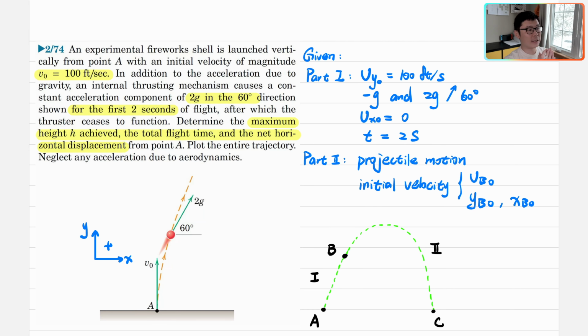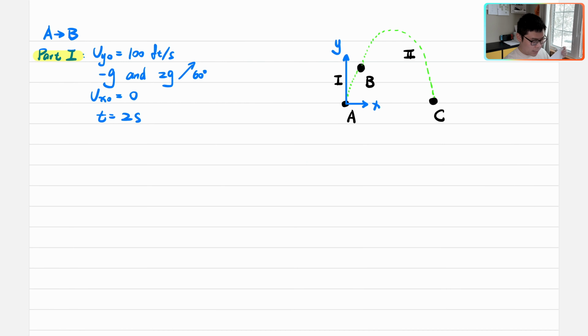So the most important part seems to be from A to B. When there is an external acceleration other than gravity, how do we deal with this? We'll start from A to B by setting up our XY coordinates. We want to do a quick free body diagram. Not really a free body diagram, because it's not the force, it's the acceleration we want to realize: what kind of acceleration we are having in the y direction and in the x direction.